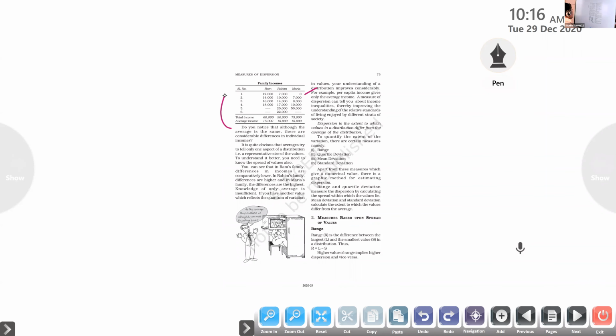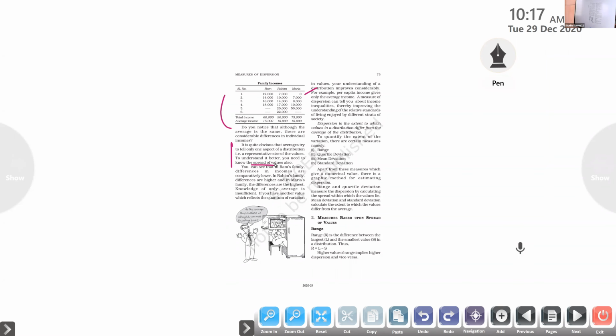It is quite obvious that averages try to tell only one aspect of distribution, that is the representative size of the values. Underline that. Only that we are able to find. To understand it better, you need to know the spread of values also. That is dispersion, the spread of values.